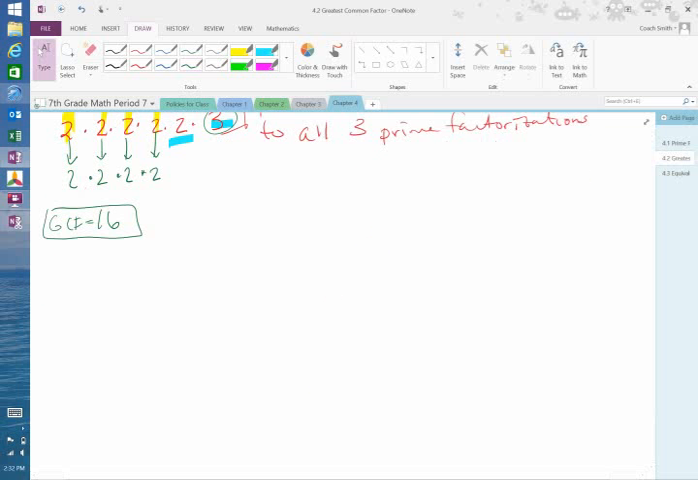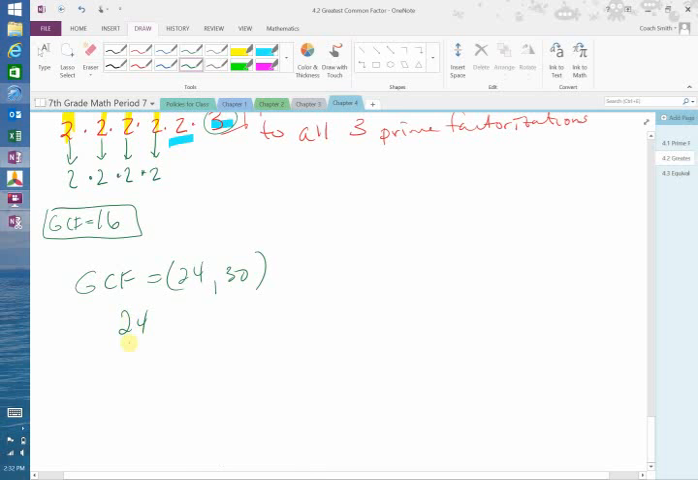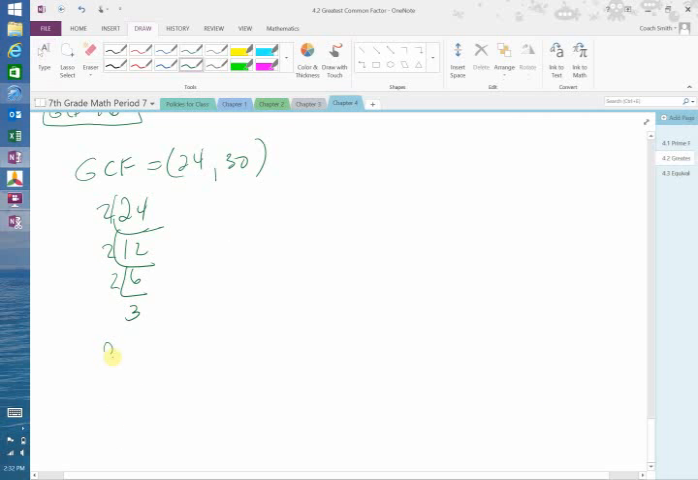Yep. Now, on this one, let's say I was finding the GCF of 24 and 30. So we prime factor 24: 2, 12, 2, 6, 2, 3. So that's 2 times 2 times 2 times 3. Prime factor 30: 2, 15, 3, 5. So that's 2 times 3 times 5.